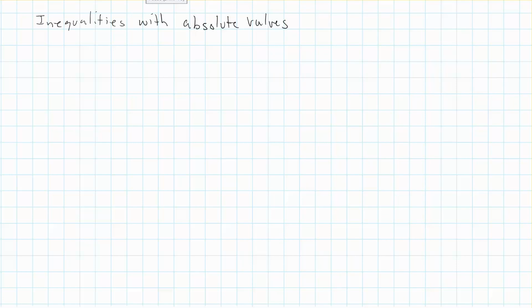Okay, now we're going to look at inequalities with absolute values. We are going to start off with some fairly easy examples here just to get us to understand how these inequalities work with absolute values, because they are a little bit tricky.